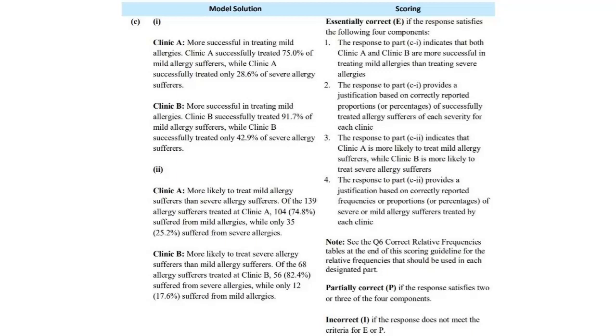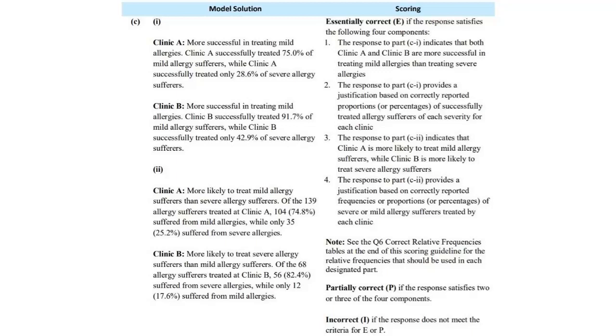Clinic A is more successful in treating mild allergies. Clinic A successfully treated 75% of mild allergy sufferers. No, I thought it was like what number? I feel like there's a typo there. Oh, no, sorry. They're talking about mild and then versus severe. Clinic B, more successful in treating mild allergies.